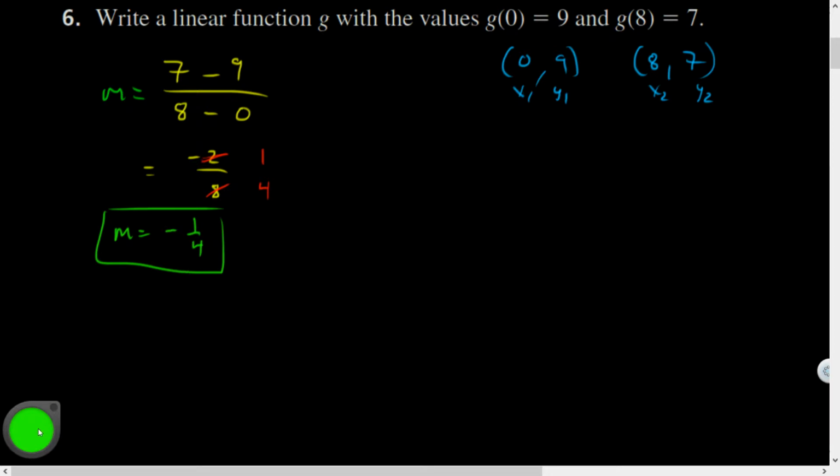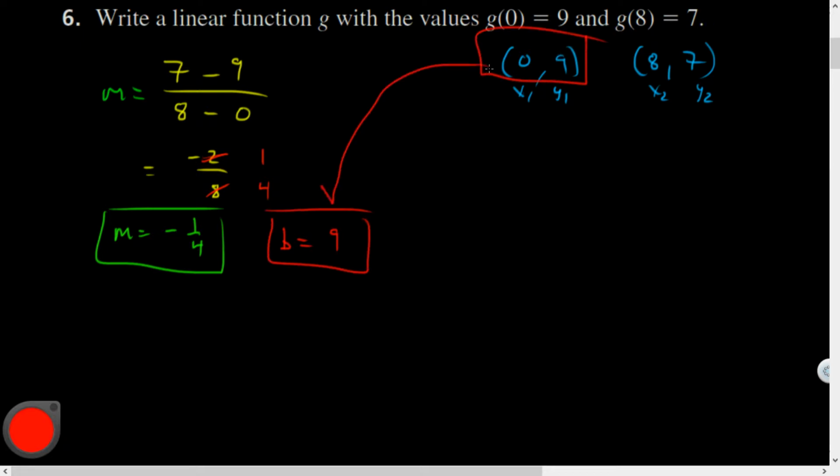What is the y-intercept, friends? 9. Because it occurs when the x coordinate is 0, and so far we've been very fortunate that they've been giving us points where one of them happened to be the y-intercept. The next example, we will not be so lucky. So here our equation is y equals negative 1/4 x plus 9.